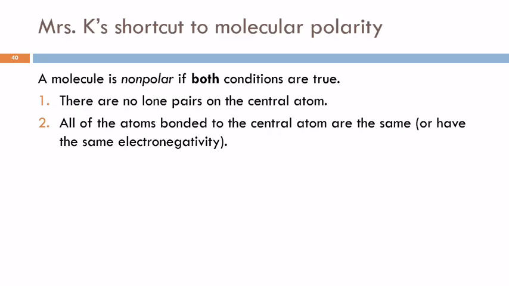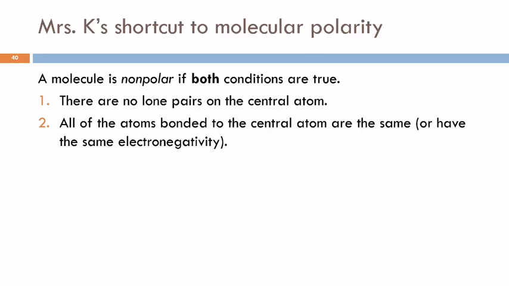And the reason this works is because if there are no lone pairs, then those atoms are going to be equally distributed in three-dimensional space. And if the magnitudes of the dipole moments are the same, which is what condition 2 gets at, then they will add up to 0. So let's just look at a couple of examples of how this works.